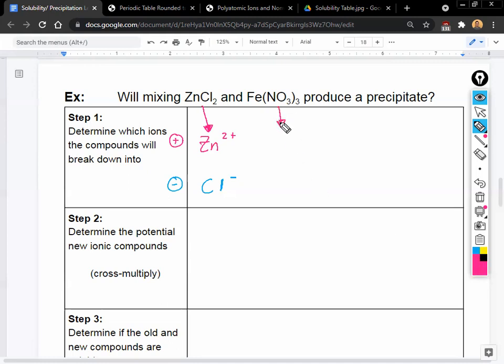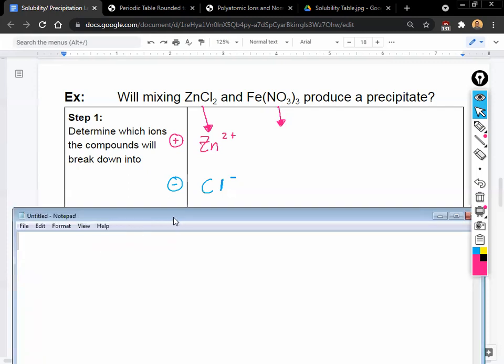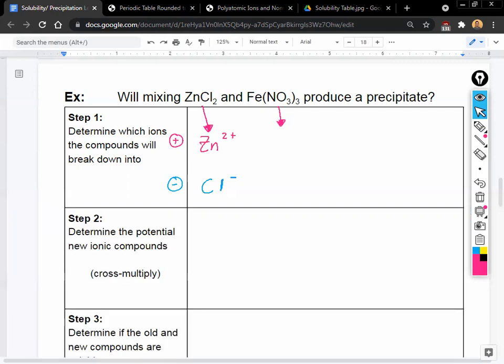I want you guys to take maybe 30 seconds. I'll give you guys a minute to try this one out. I want you to figure out what the positive and negative ions are inside FeNO3. So take a minute to try that. You can work with the person next to you, and then we'll go over it together.